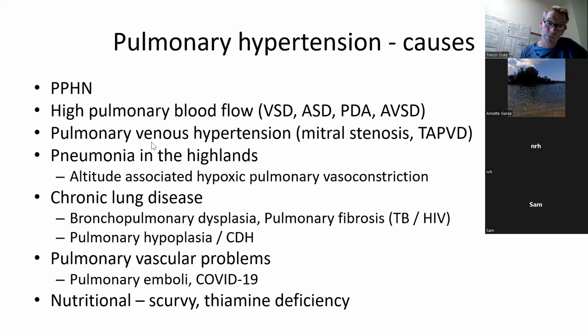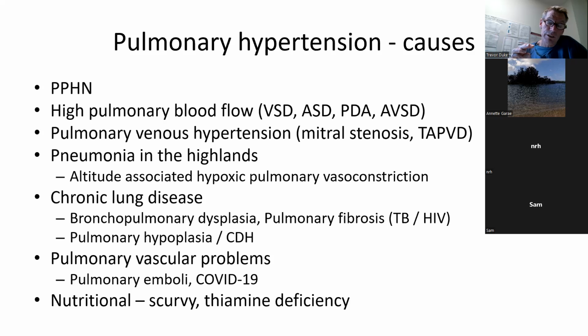Then there's another type where there's obstruction to the inflow of the pulmonary veins. So if you've got severe mitral stenosis or obstruction to the pulmonary veins, then the pulmonary venous pressure will be high because the blood can't get back into the left atrium. And so the pulmonary venous pressure goes high, and therefore that causes pulmonary hypertension. Right? That's called pulmonary venous hypertension.